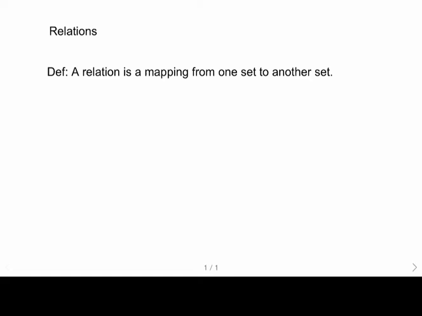In this session, we're going to see about relations. A relation is a mapping from one set, usually a set of inputs, to another set, which it should make sense, are outputs. Relations can be represented in four ways.